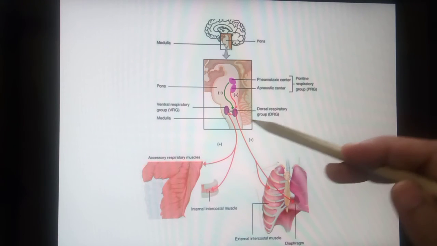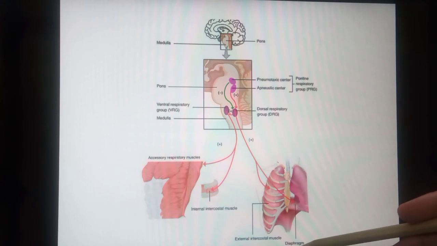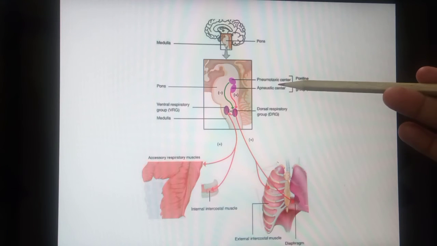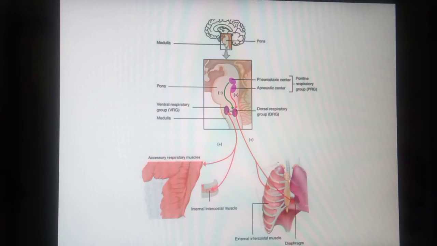So the VRG instructs the DRG to increase breathing: it contracts the external intercostal muscles and diaphragm and inspiration is done, then the pneumotaxic center stops it, and then the apneustic center restarts it. So the breathing rate increases. This means when you are exercising, carbon dioxide increases in your blood, so you have to release it into the atmosphere, and you have to inhale too much oxygen from the atmosphere to activate the cells.